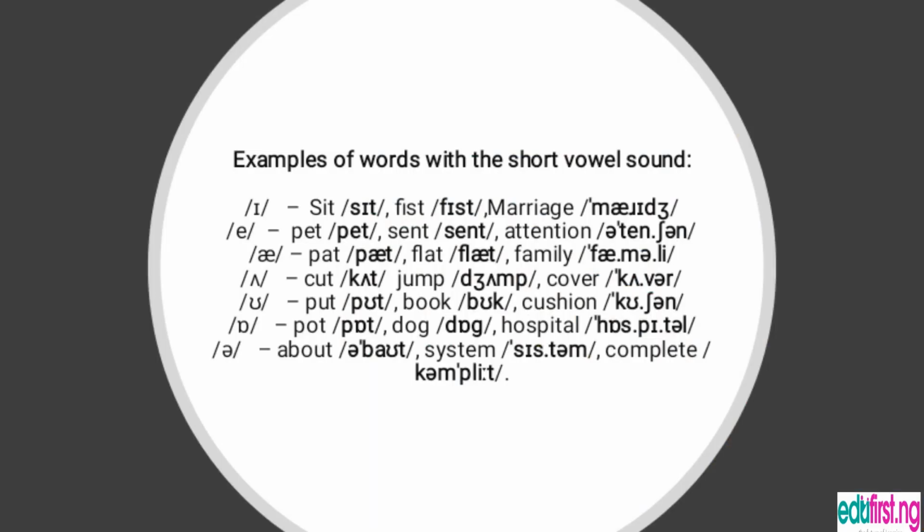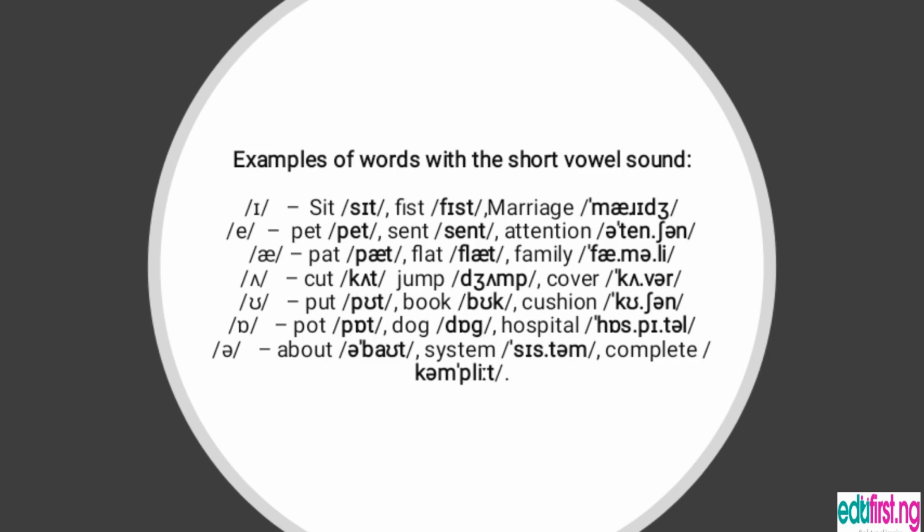Now let's take a look at examples. As in sit, feast, marriage. As in bet, scent, attention. Pat, flat, family. Cut, jump, cover. U, as in put, book, cushion. Pot, dog, hospital. About, system, complete. All of these are short vowel sounds.